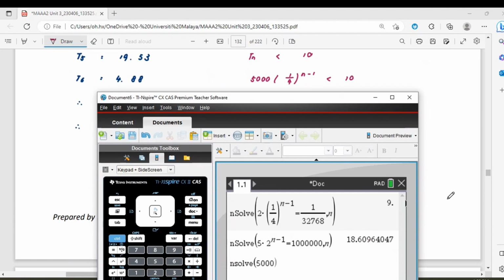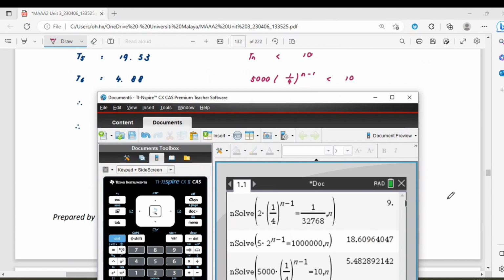5,000 multiply. So remember, it's a fraction, so you need to put a bracket, or else the power will only belong to 4. Then after that, power, and then n minus 1. Equal to 10, then comma n.